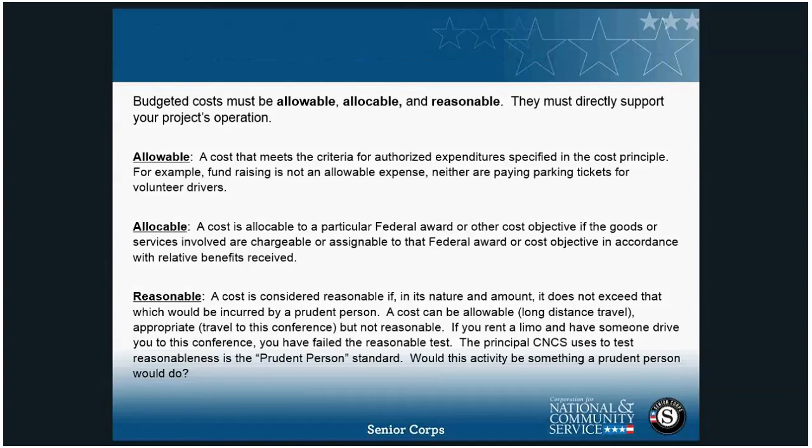And so if you're on a conference and you receive a parking citation, that would not be an allowable cost that you could charge to the grant. That would be something that you would have your accounting department charge to the excess column.